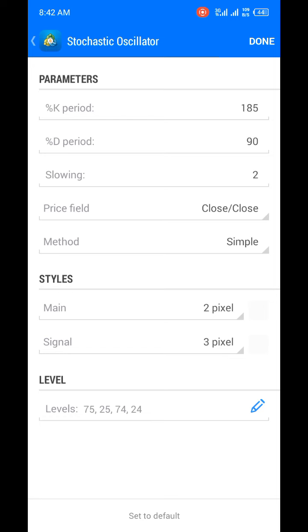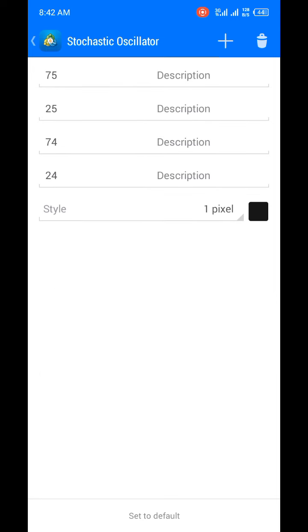Percentage K period for the stochastic oscillator is 185. Percentage D period is 90. Slowing is 2. Price field is close over close. Method is simple. For the levels we have 75, 25, 74, 24.